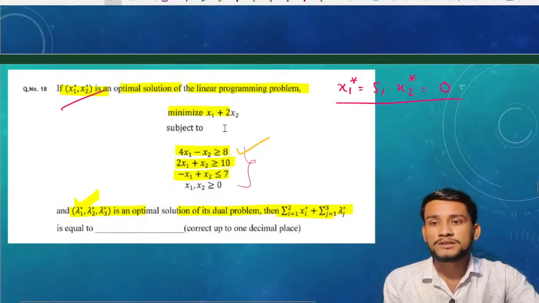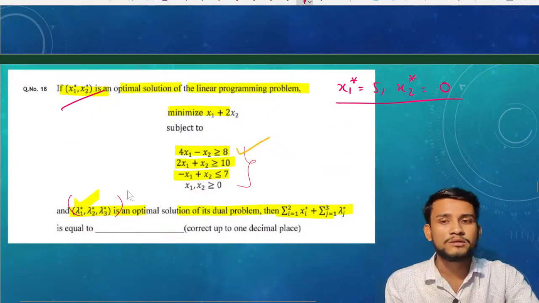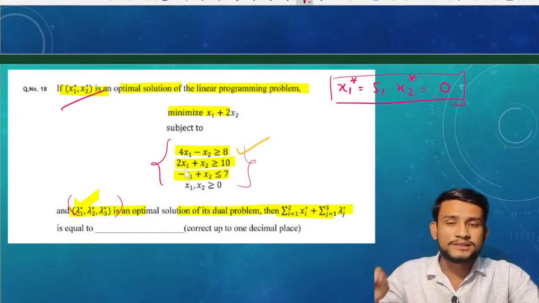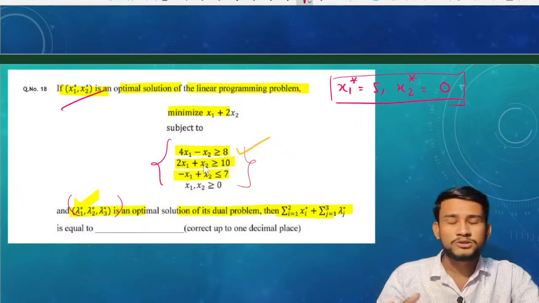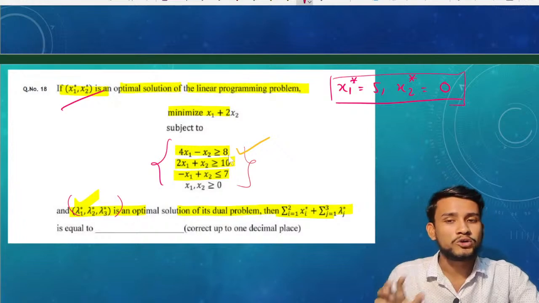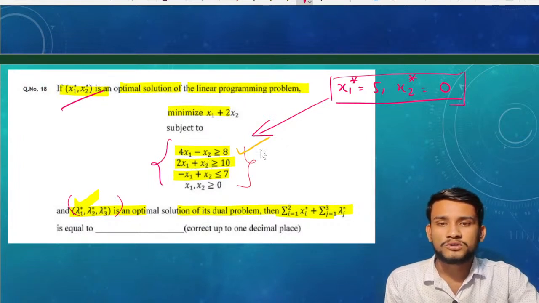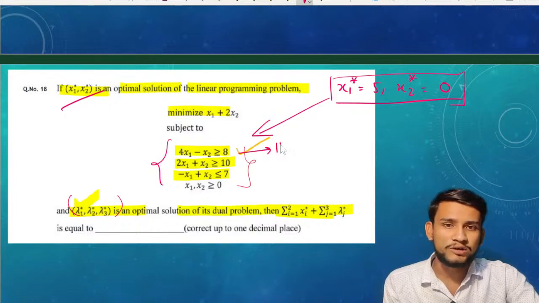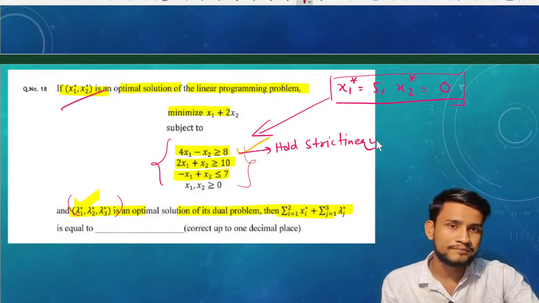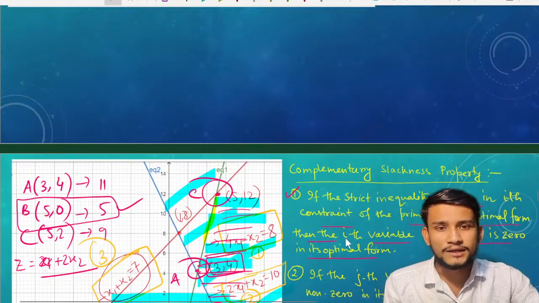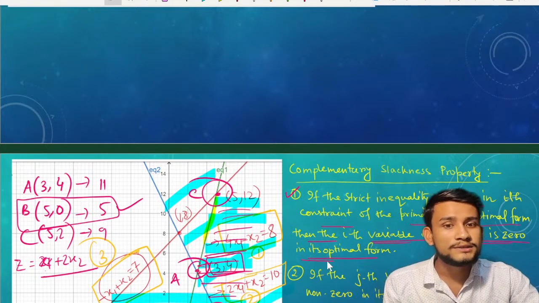Since lambda 1, lambda 2, and lambda 3 are the optimal solution of the dual, now we check at this solution whether these three constraints follow strict inequality or not. If we put this optimal solution in here, this gives 20 minus 0, so this holds strict inequality. If strict inequality holds, then it says that the ith variable of the dual is 0 in its optimal form.